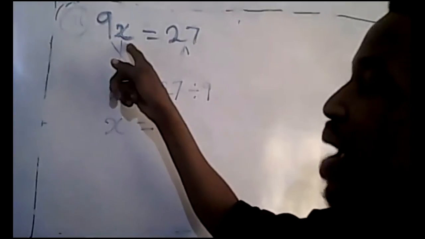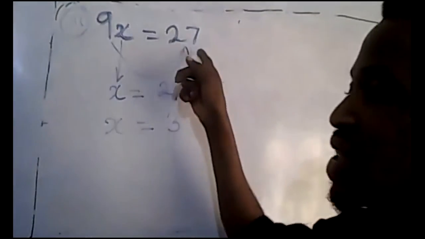27 divided by 9 is 3. Another way, you can say this in your head: what will I multiply 9 with to give me 27?